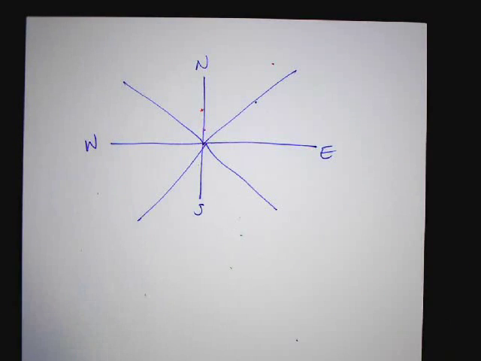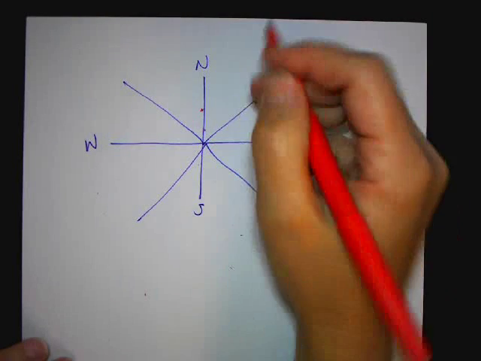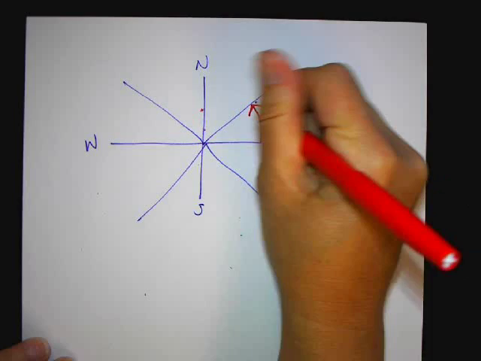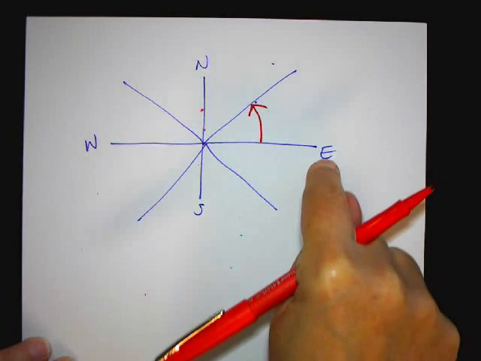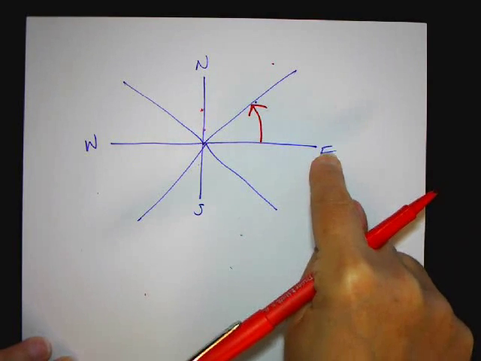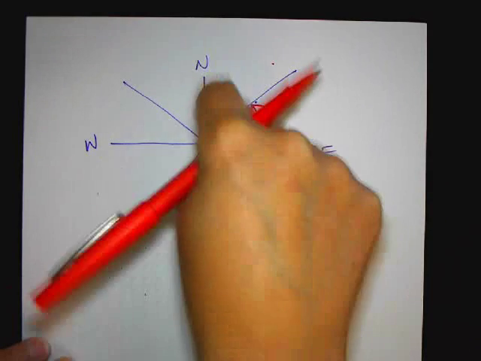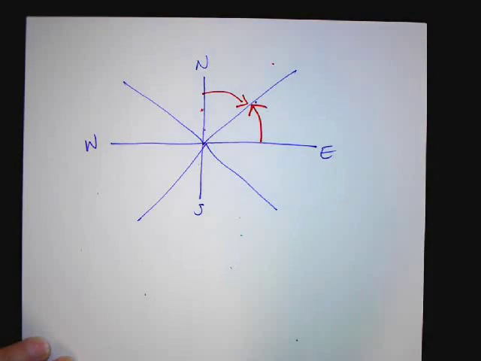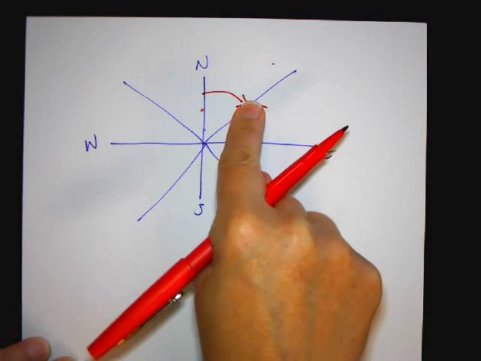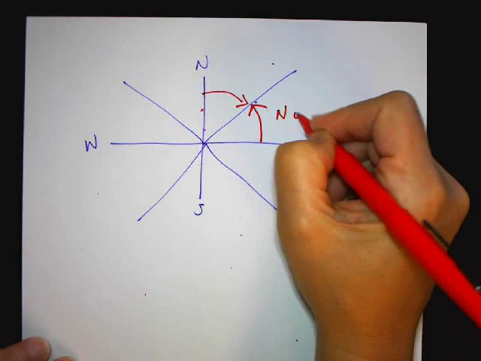This is west of north. This angle here is north of west. This angle here is south of west. This is west of south. I don't see people writing this, so I guess you guys know all this already. This is east of south, and this is south of east.